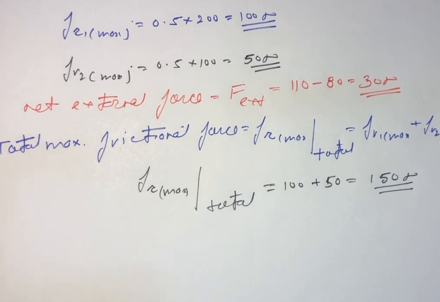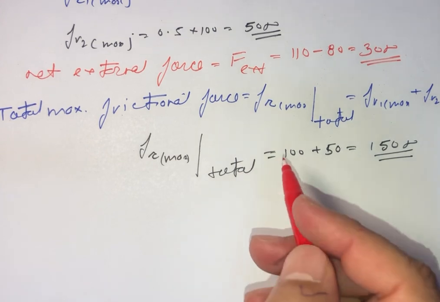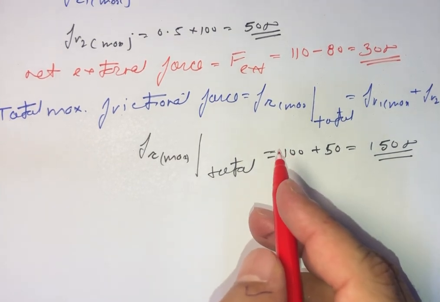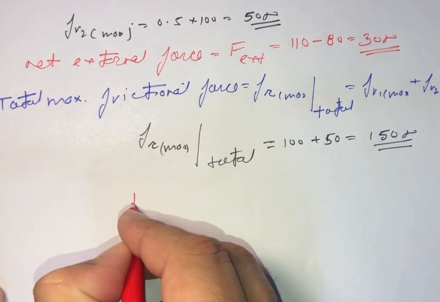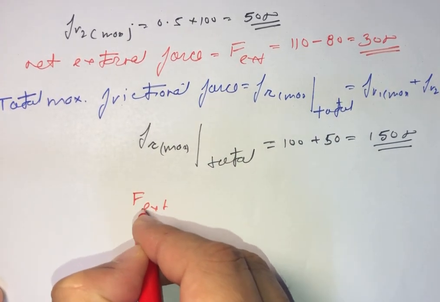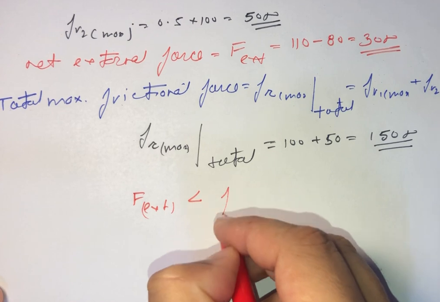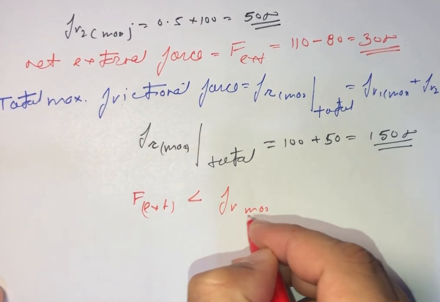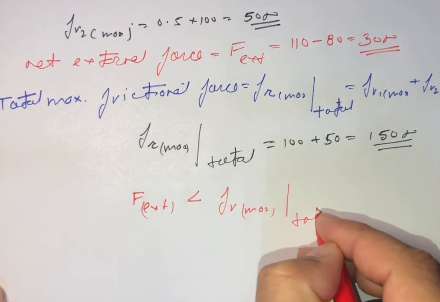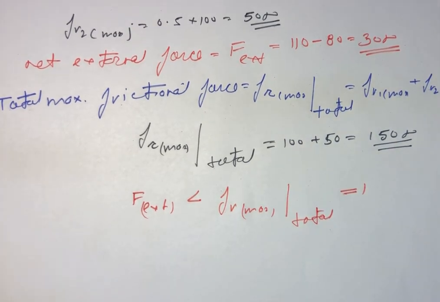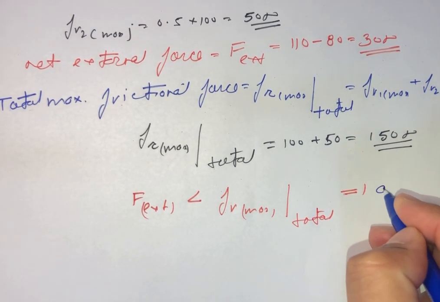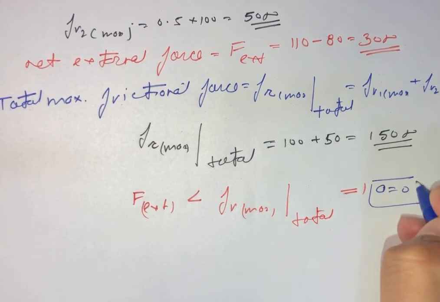So once again we make a comparison between F external and FR max total, and our F external is less than FR max total. This means that acceleration, let us denote by a, will be 0.